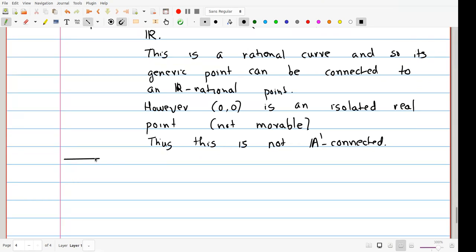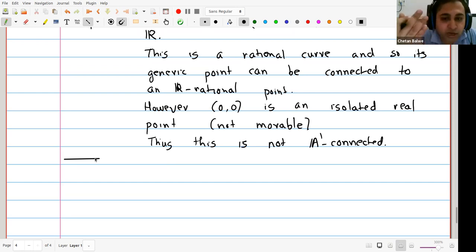What happens to the normalization of this curve? Suppose I had... of course, the normalization will have two complex points over (0, 0). Two complex points, that's the point. And you need the rational one. This (0, 0) is sort of an accidental real point. Okay, I got it.